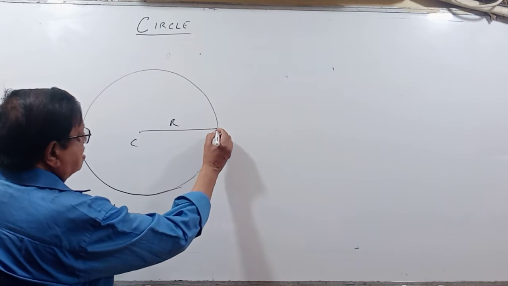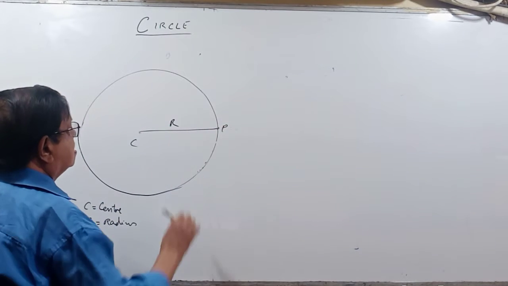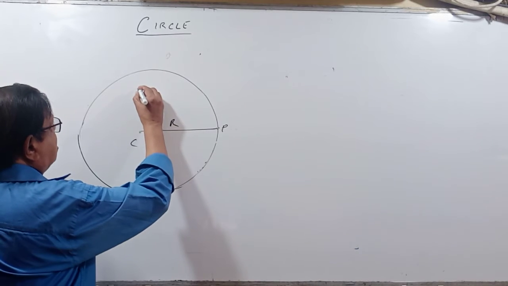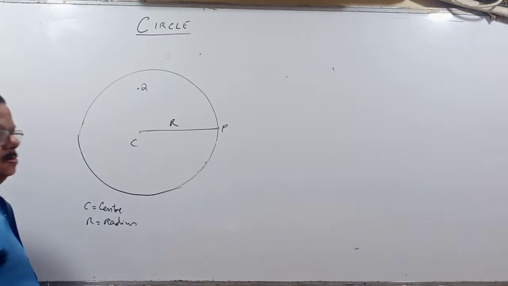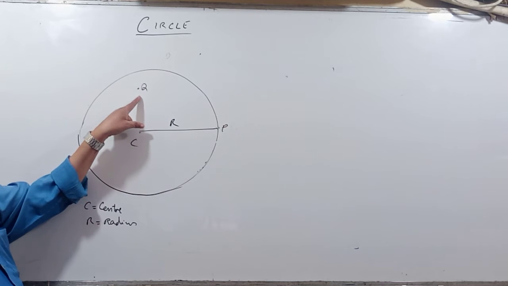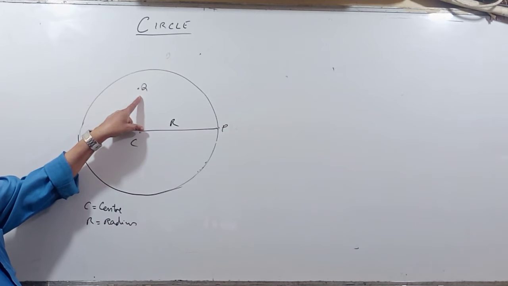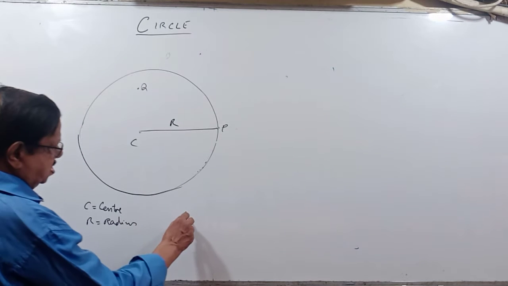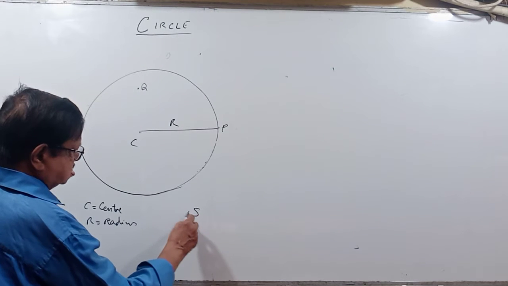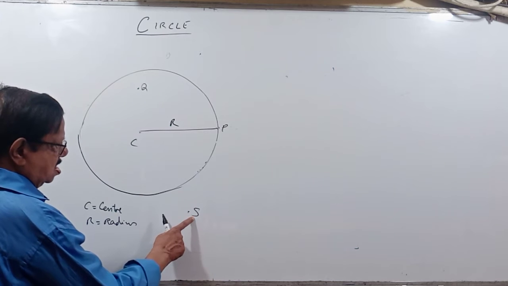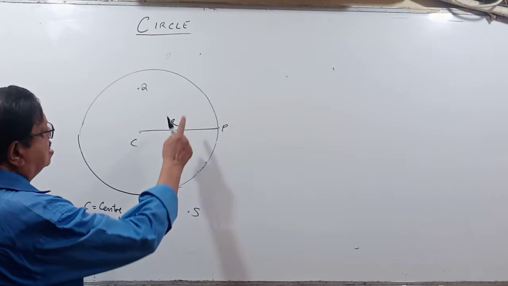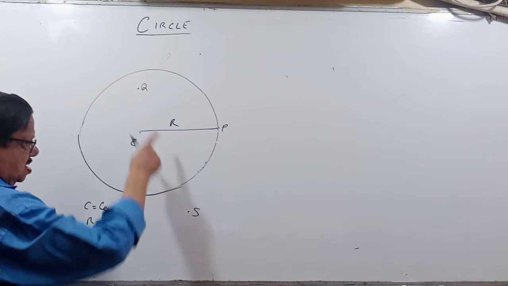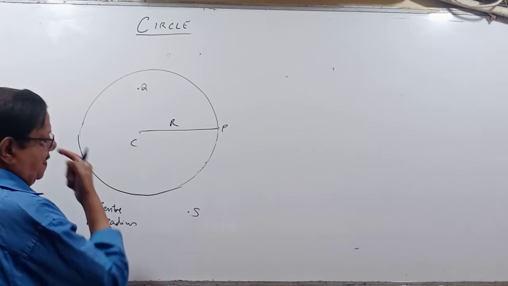See, suppose I say P. P is a point on the circle. If I say Q here, Q is not on the circle. Q is in the interior of the circle. Suppose I have a point here, S. S is not on the circle, it is in the exterior. P is on the circle, Q is in the interior, S is in the exterior.